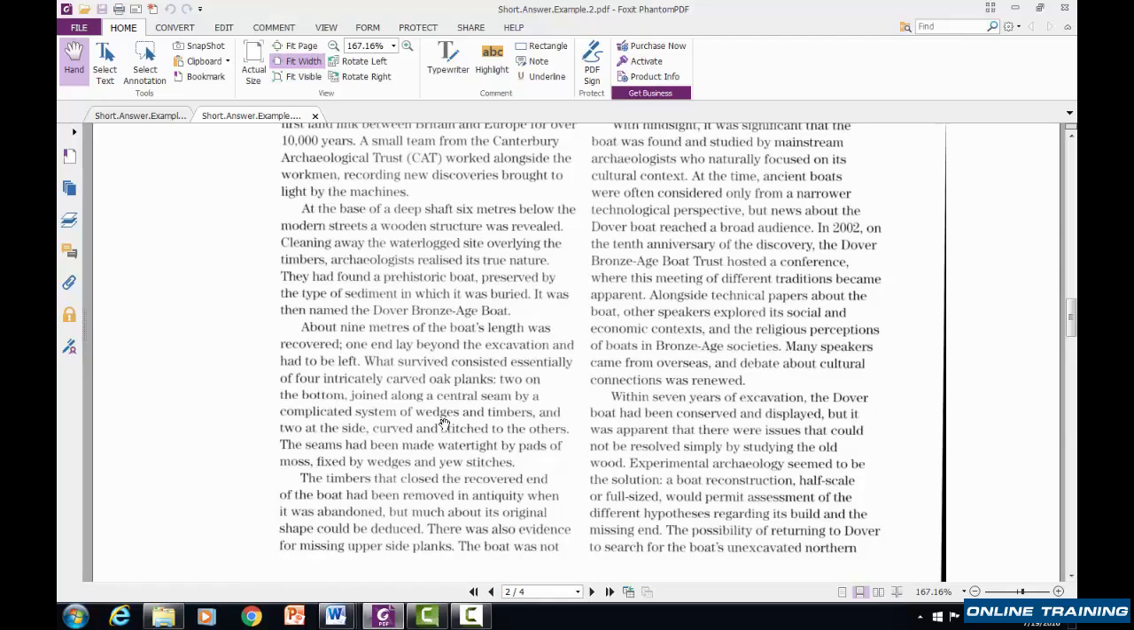Here we go. We're looking for a word that prevents water from entering. Here's "watertight." Watertight is a synonym for prevent water from entering. All right, so the seams have been made watertight by pads of moss. So that's our answer right there. Pads of moss. Watertight and pads of moss.